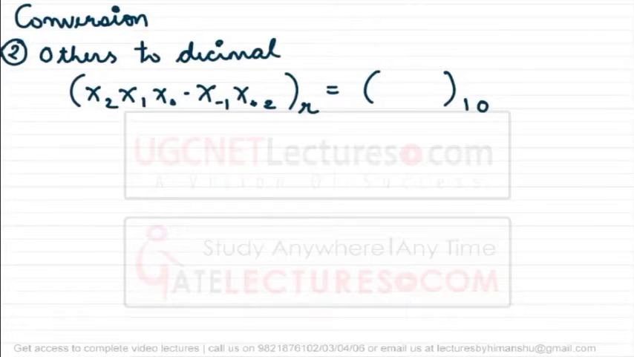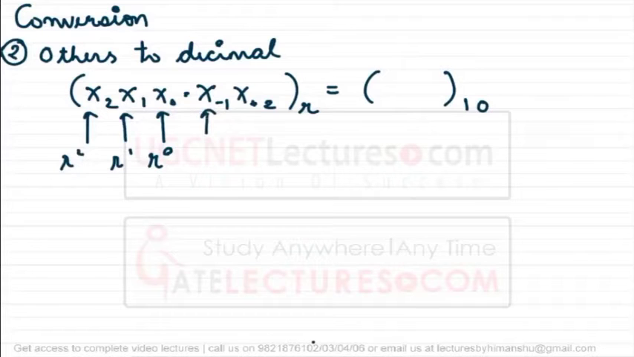See, we apply the concept of weights here. What is going to be the weight of this LSB? This is the LSB of the integral part, right? The weight is r to the power of 0. The next bit has weight r power 1. This has weight r power 2. Similarly, for the fractional part, the weights are r power minus 1 and r power minus 2.